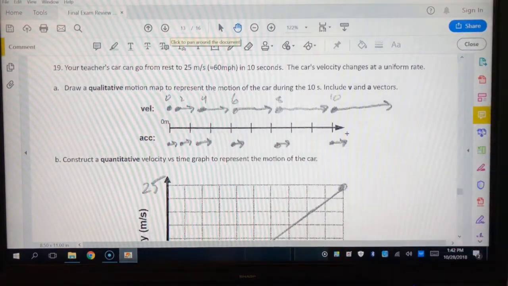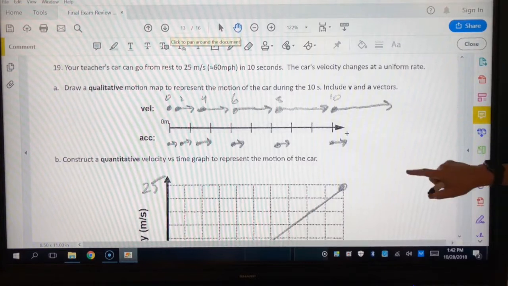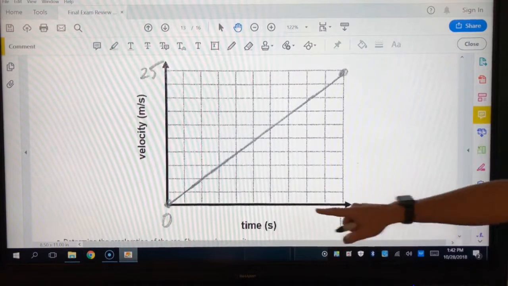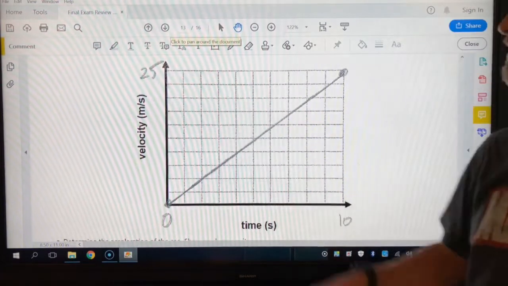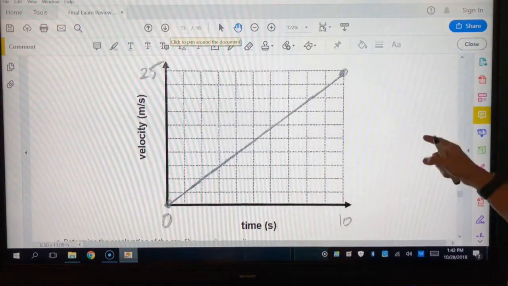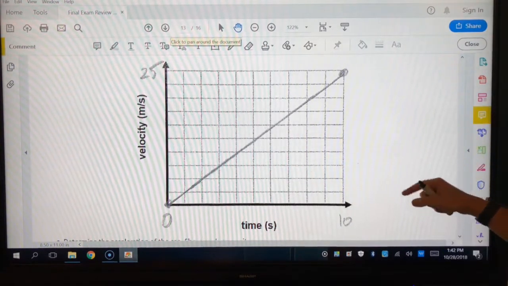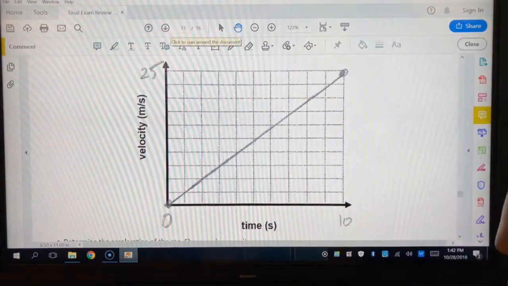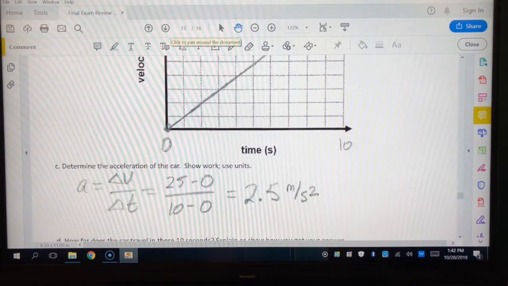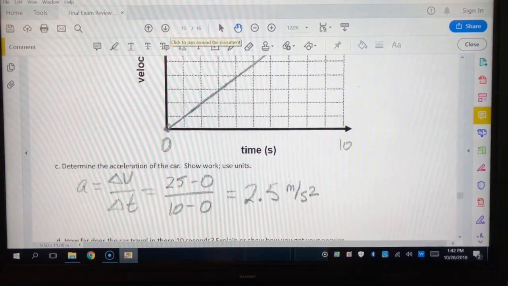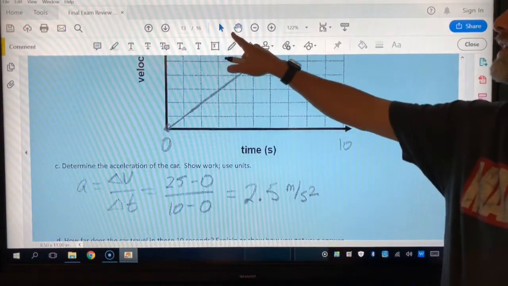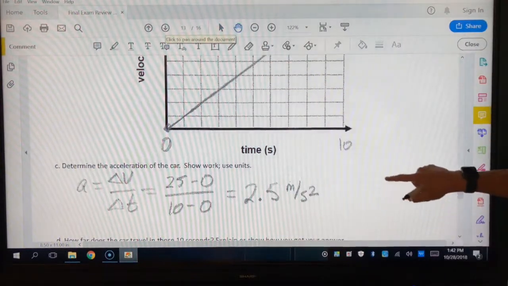So it says qualitative, so you really didn't even need numbers there. Quantitative, velocity versus time graph, really you just had to do 0 to 10 seconds and 0 to 25 meters per second, and that's just a straight line because it has a constant acceleration, an increasing velocity. Determine the acceleration, we just need to find the slope of the graph, so we took 25 minus 0 divided by 10, and we got 2.5. And so that is the number that we want.